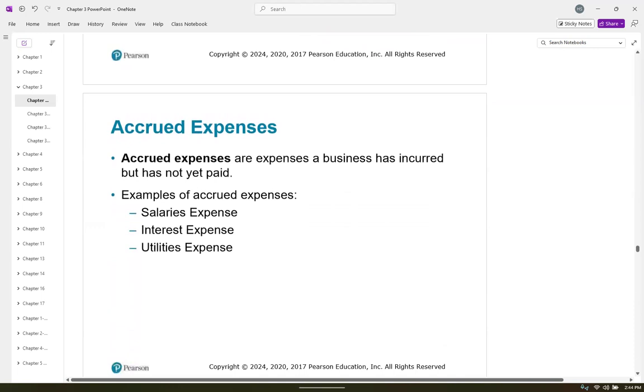An accrued expense is an expense that you're going to incur, but then you're going to pay for it later. Whereas with deferred expenses, we paid the cash, then we had an expense. Now we're going to have an expense, but we're going to pay the cash later. Some examples of this would be salaries expense, interest expense, utilities expense, wages expense. Most of the time, you will see these two quite frequently when you're doing accrued expense problems.